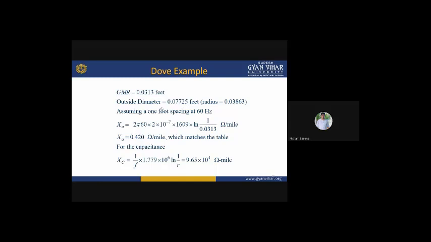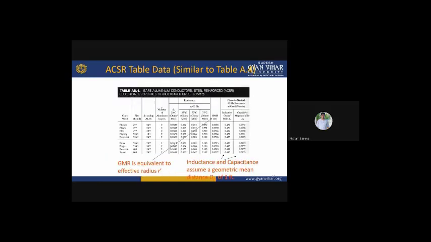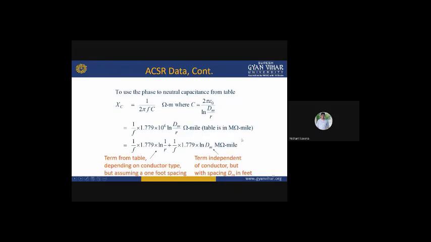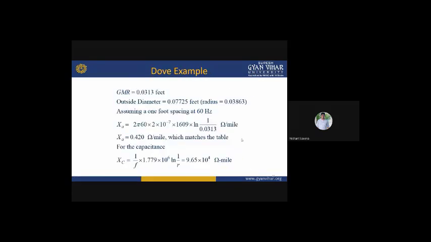1 by R dash. So R dash will be calculated by how? R into 0.7788. It is coming to be 0.420 ohm per mile, which matches the table. This Dove conductor is being used. We are using this GMR. And the inductive reactance was coming to be 0.420, which we have calculated as well. Similarly, the capacitance can also be calculated, and it is coming to be 9.65 into 10 to the power 4 ohms.